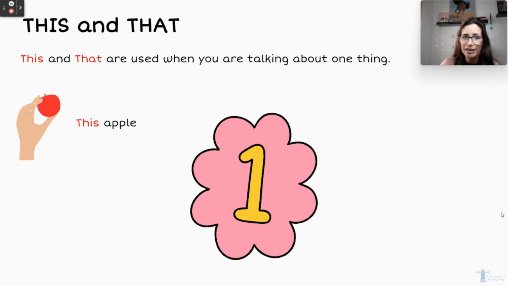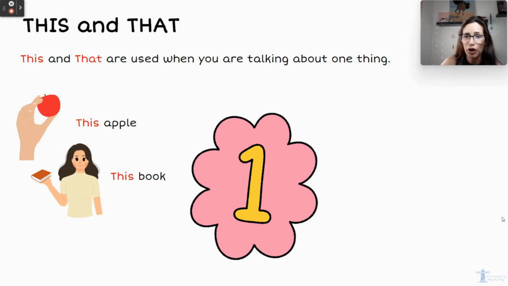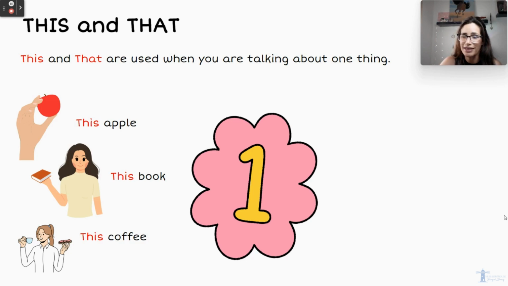I also want you to notice how that person is holding the apple. Okay, it is very, very close to that person. The person can touch what it is that they're talking about. So they're going to use this apple. This book. Again, very close to the person. The person has it in their hand. So they say this book. This coffee. It's just one coffee. And again, the person has it in their hand. They are touching the cup of coffee, this coffee.